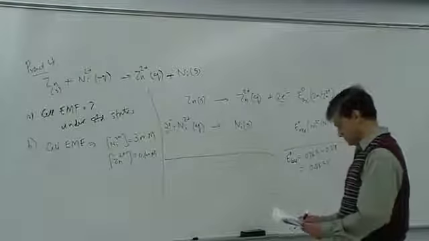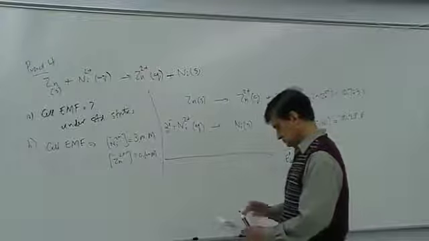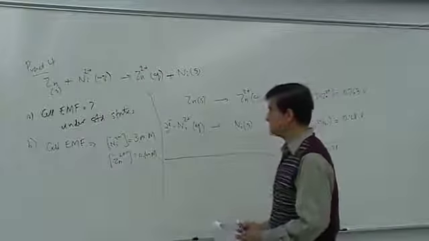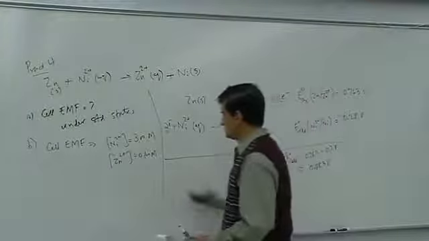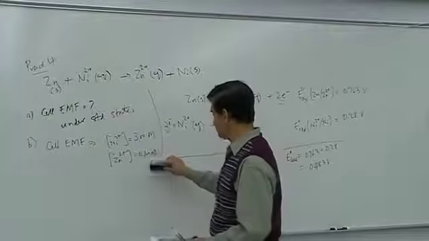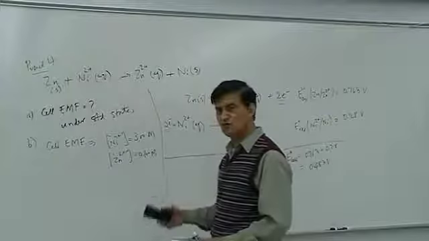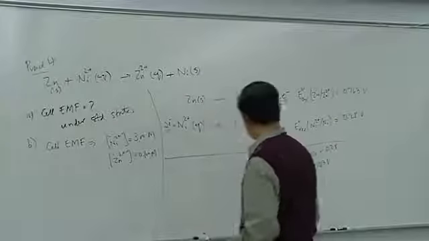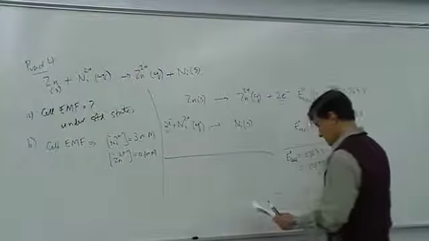Now we're going to calculate under non-standard state. This is the non-standard state. 3 molar nickel, 0.1 molar zinc. It's not 1 and 1. So that's why we need to be careful about how to do this.